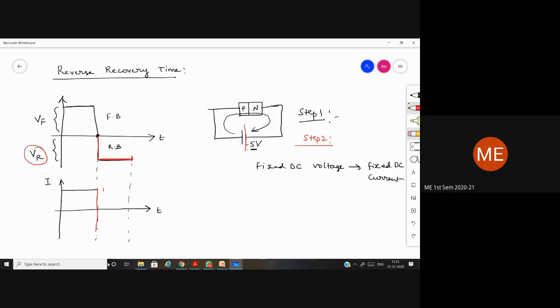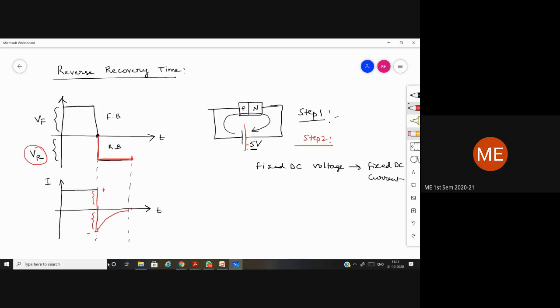It was in the positive direction. It will reach negative in the opposite direction. Instead of becoming 0 or minimum, it will be at the same level. Whatever current you are having, the same amount of current will be there, but in the opposite direction. After that, slowly it will decrease and it will reach the reverse saturation level.